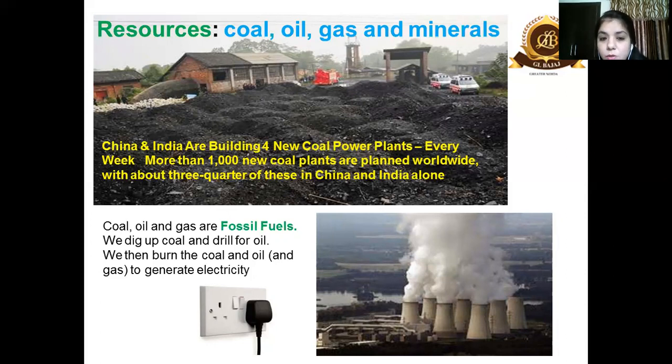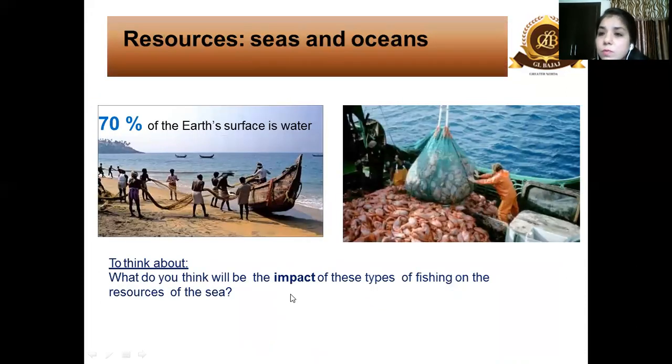Moreover, we have been talking about various things related to this. We will also be talking about the resources of the seas and oceans. The Earth's surface, which is 70%, we all know.